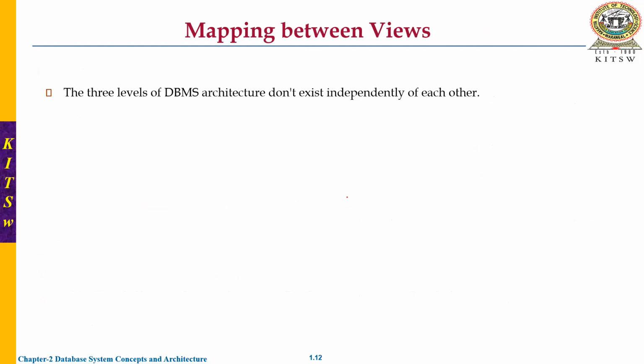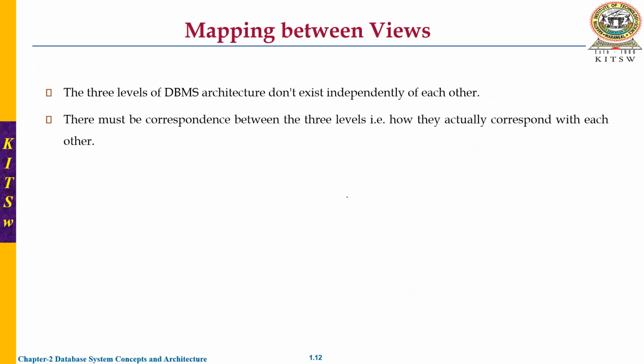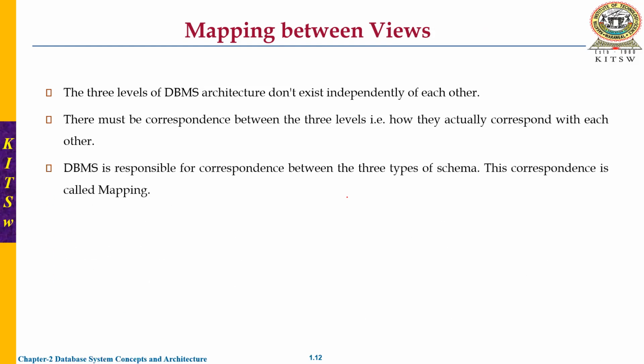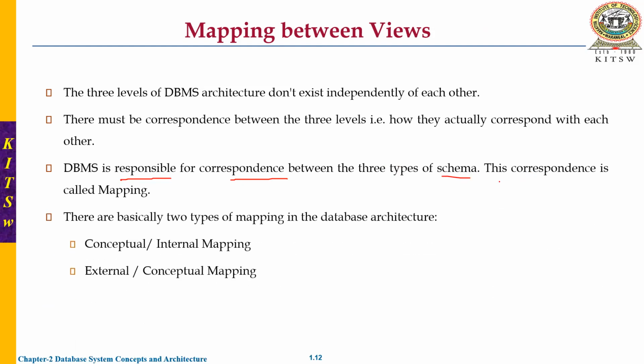Mapping between these views: the three levels of DBMS architecture do not exist independently of each other. There must be a correspondence between the three levels, that is, how they actually correspond with each other. The DBMS is responsible for correspondence between the three types of schemas. The correspondence is called mapping. So there are basically two types of mapping: conceptual or internal mapping, and external or conceptual mapping.